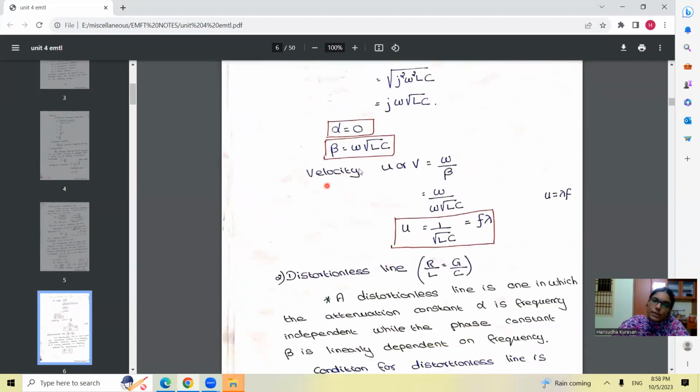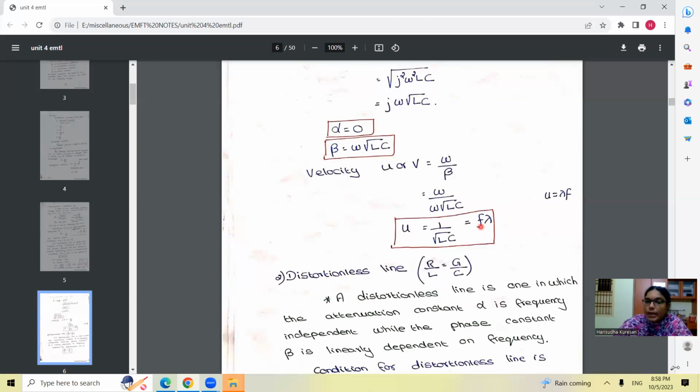Now comes the velocity formula. We know velocity can be written in the notation small v. Velocity is nothing but the angular frequency divided by the phase constant, that is omega divided by beta. I'll substitute the value of beta, which we got as omega square root of LC. The omega and omega get cancelled and therefore you get 1 by square root of LC. We already saw the other velocity formula with respect to the wavelength, which is lambda into f.